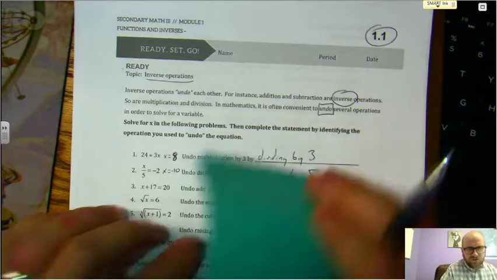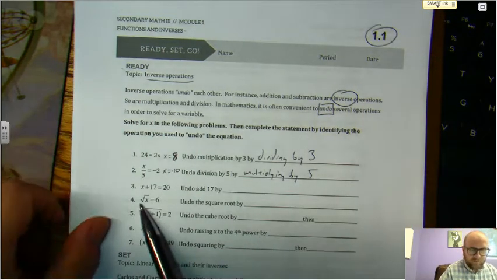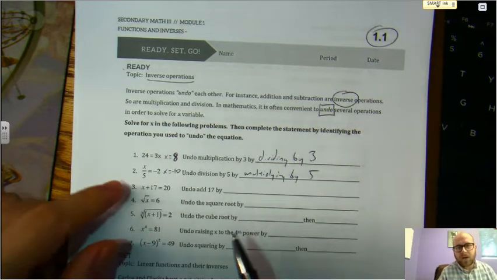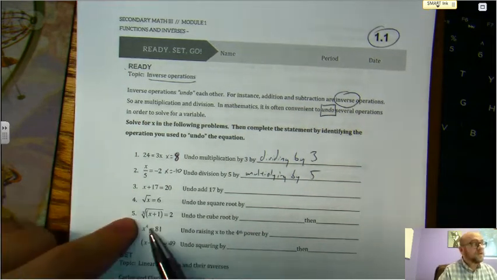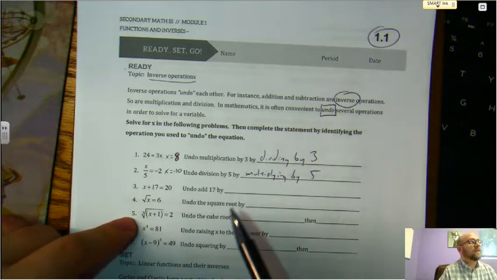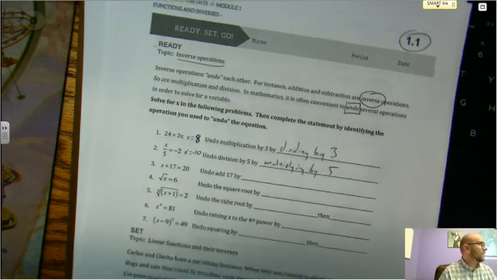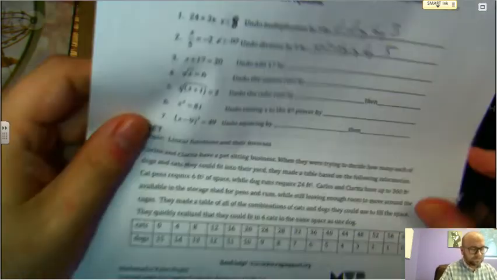So go through all of these. Some of them get a little tricky when you're looking at square roots, right? If you want to undo the square root, you're going to have to square it. If you want to undo the cube root, you're going to have to cube it. And so make sure you're paying attention to those things when you do that. All right, let's go ahead and go to the next topic.